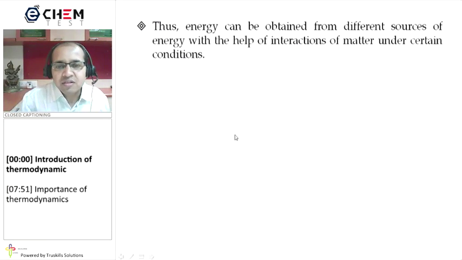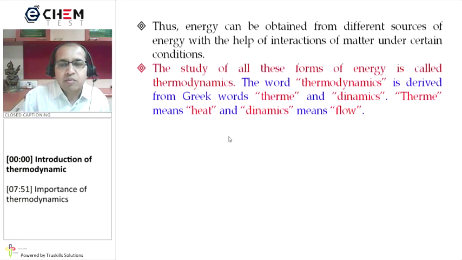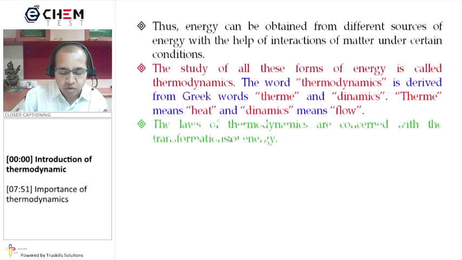Thus, energy can be obtained from different sources with the help of interaction of matter under certain conditions. The study of these forms of energy is called thermodynamics. The word thermodynamics is derived from the Greek words thermo and dynamics. Thermo means heat and dynamics means flow. Thermodynamics is associated with the flow of heat, transformation of heat, or transformation of energy.